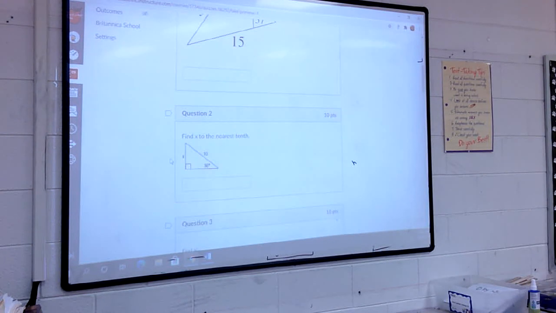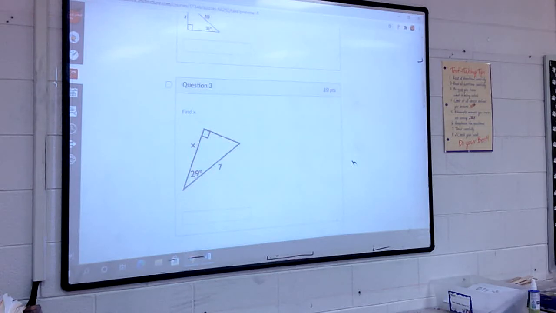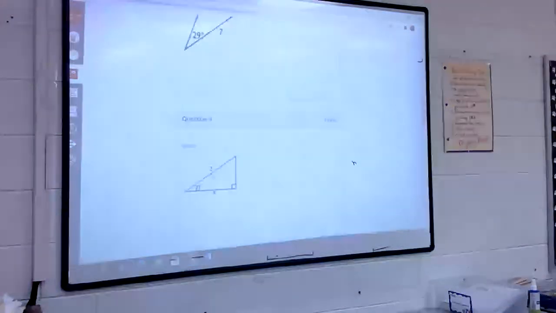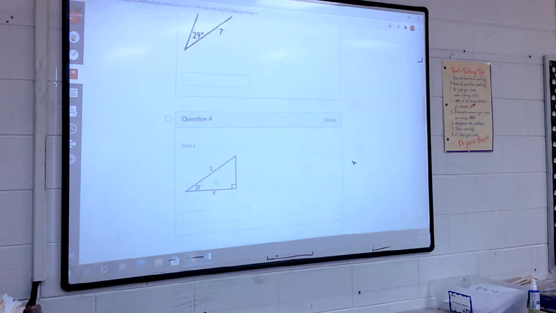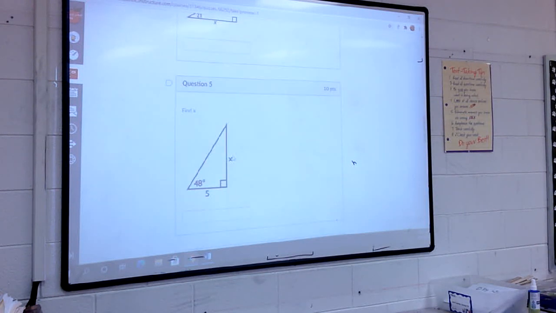Here's the angle. You know the opposite and the hypotenuse. Again, I would use sine. Here is the angle. I know the adjacent right beside it, and I know the hypotenuse, so I would use cosine. Here's an angle. I know the adjacent and the hypotenuse, so I would use cosine. Here's an angle. I know the opposite and the adjacent, so I would use tangent. Those are all the ones for finding a side.